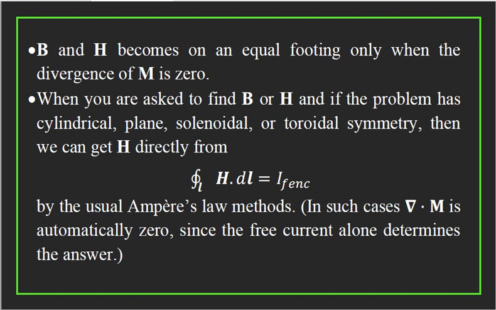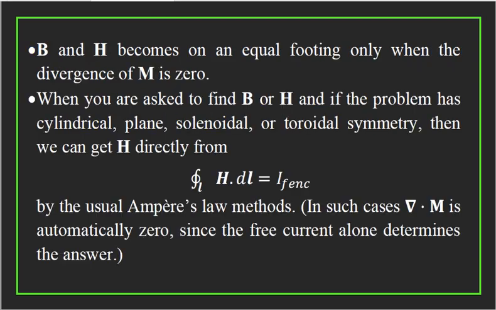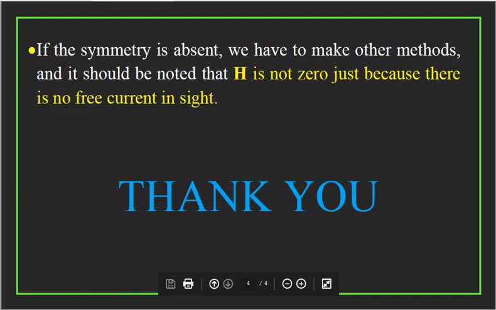But this is not the case for the entire story, because if there is no symmetry in the problem, then H cannot be found by using the integral form of Ampere's law, that is by using this equation. So in that case, if you have to find H, then we will have to find some other methods, that is using H is equal to B by mu 0 minus M. We have to find B and M, or use any other methods. We cannot use the integral form. The integral form is always correct, but it is not useful in such cases.